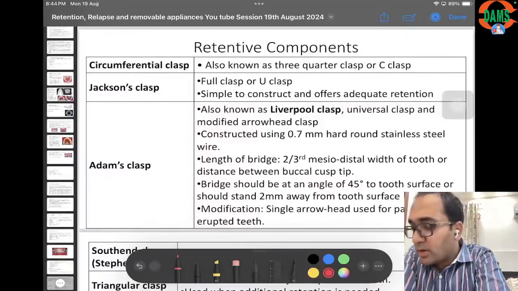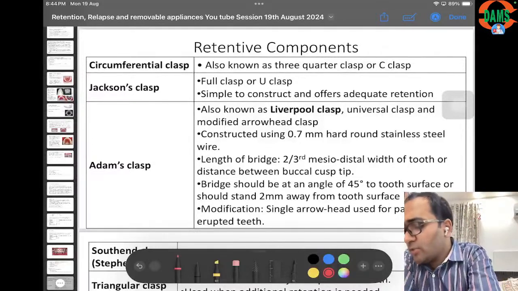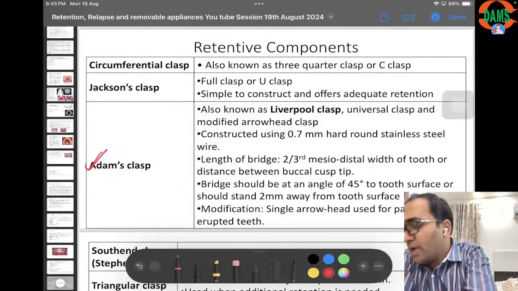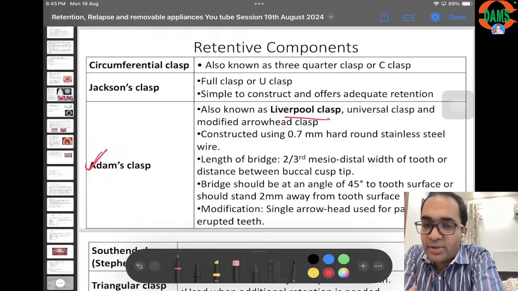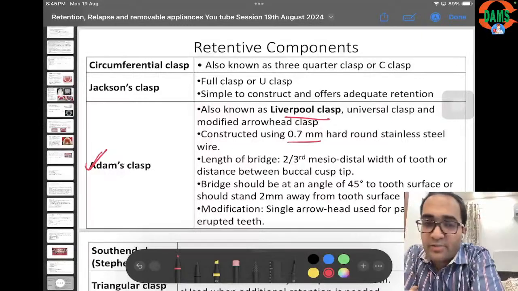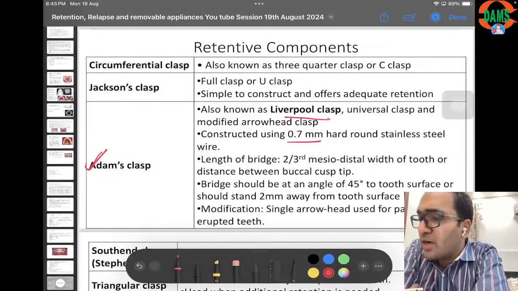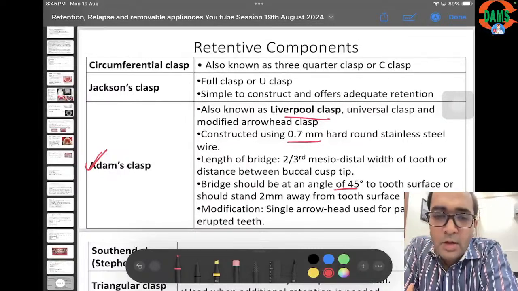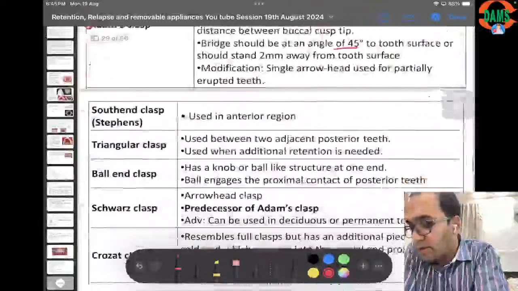Retentive components are the circumferential clasp or C clasp, further modified into the Jackson's clasp, full clasp or U clasp. The Adams clasp is most commonly used, and you have all made it during your graduation. It is also known as the Liverpool clasp, universal clasp or modified arrowhead clasp, constructed using 0.7 mm SS wire. Length is 2/3 the mesiodistal width, the distance between the buccal cusp tips. The bridge is at an angle of 45 degrees to the tooth surface. It can be modified to a single or double arrowhead depending on the requirements.